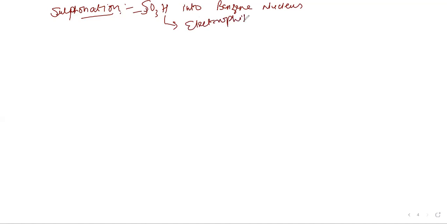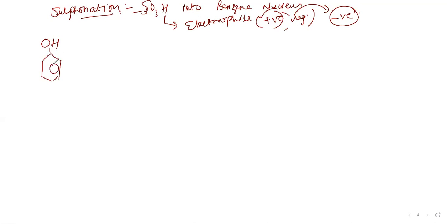Just know these things. This is an electrophile, which is a positive reagent. And it attacks the phenol molecule at regions of high electron density, that is at negative sites, because it is positive, so positive always attack at negative sites. So we will take phenol, again the similar reaction.